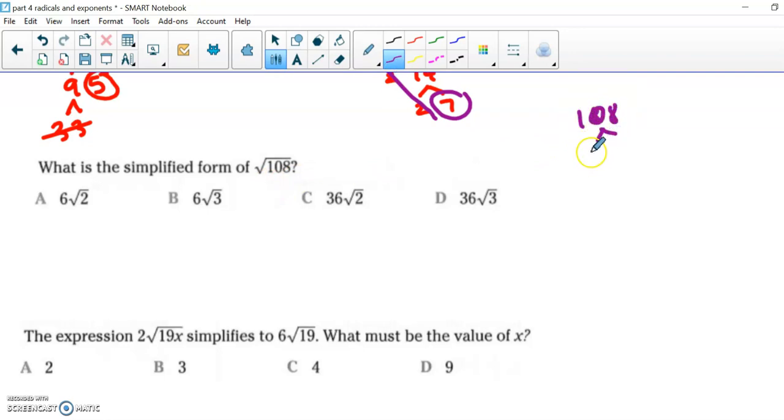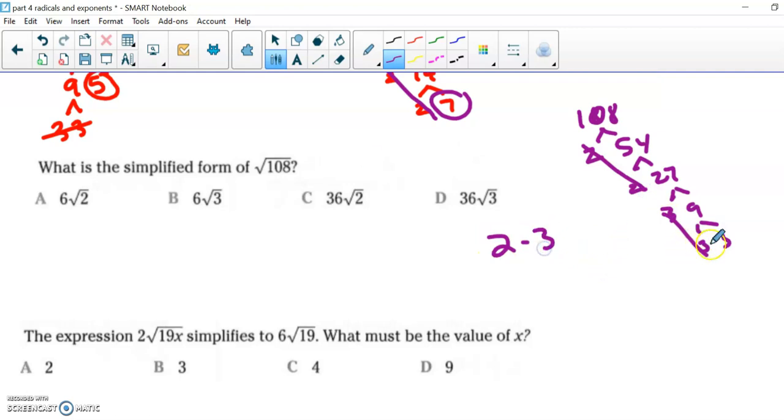108, we're going to factor that. 2 goes in there 54 times. It's still even, so I'm going to go 2 again. Goes in there 27 times. 3 times 9. 3 times 3. We're looking for pairs. We got a pair of 2's. We got a pair of 3's. And we have a 3 left over, so that goes inside. 2 times 3 is 6. And 3 stays inside. It looks like our answer is B.